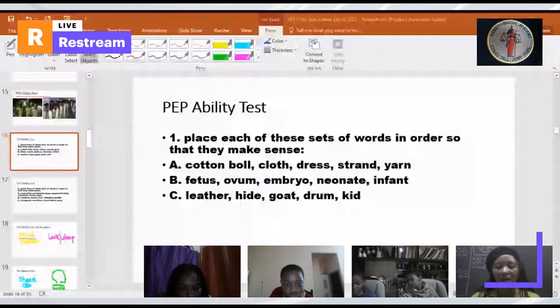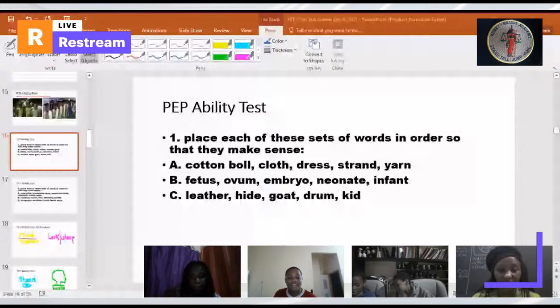All right, let me tell you, a neonate is a newborn up to about 4 weeks. All right, so there you go. You try. Is it ovum, embryo, fetus, infant, then neonate? No. Remember, I just said it is a newborn, birth to about 4 weeks old. Neonate would be before infant.